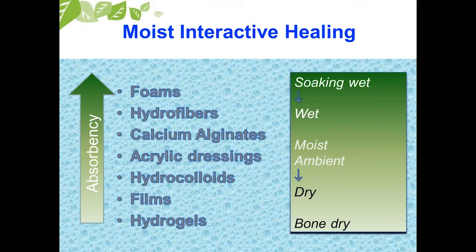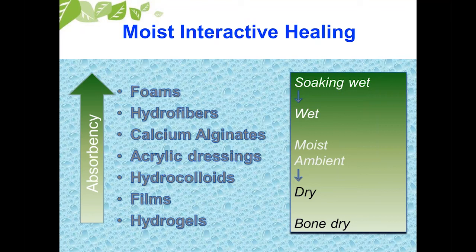Okay. Hydrocolloids are definitely an option. We don't use them too much anymore. They just absorb a little. Dressings like Duoderm, they do exist. They are around. Acrylic dressings are sometimes dressings you can see through. They'll absorb a little bit more. But the top 3 are the ones that absorb most.